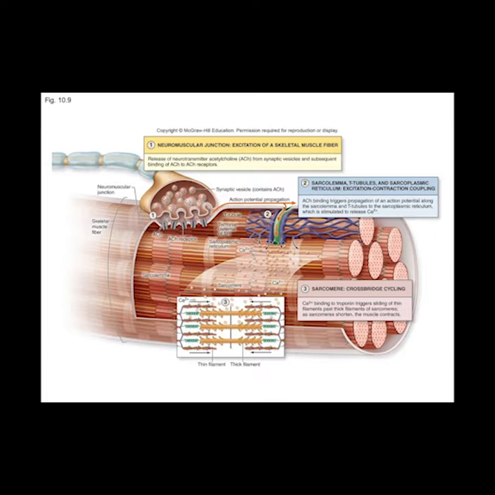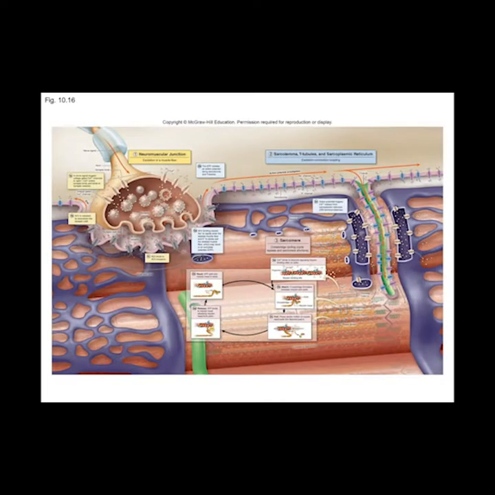Calcium binds to troponin located on the thin filament. The joining of calcium to troponin causes a structural change that moves the tropomyosin belt and exposes the myosin-actin binding site on the thin filament.